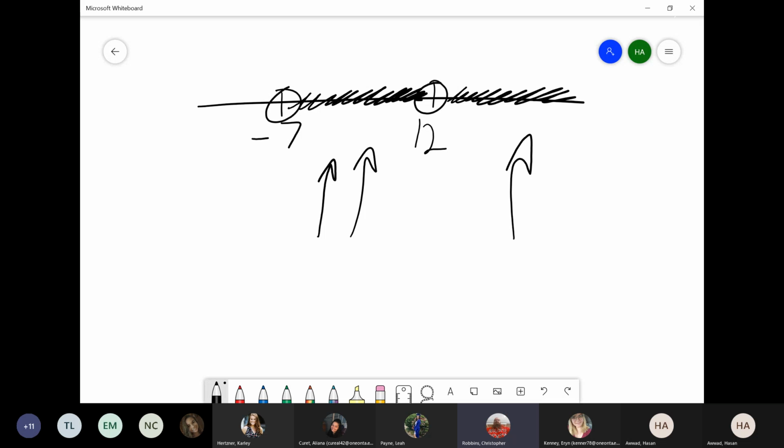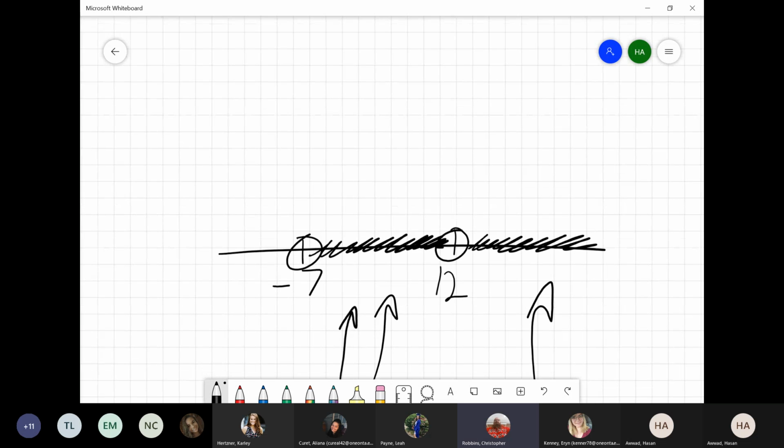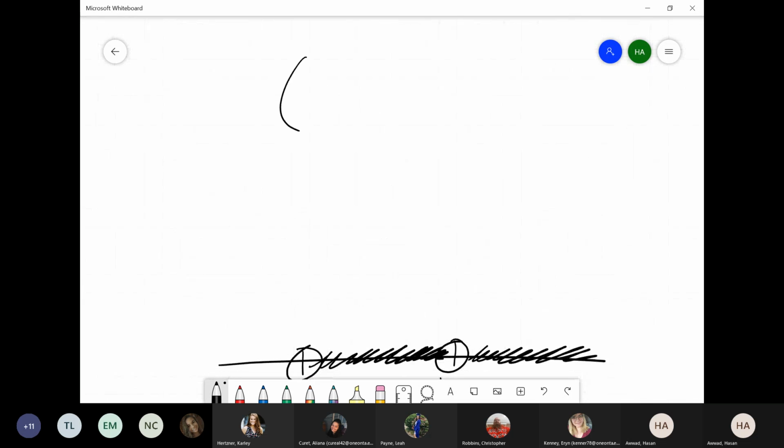Greater than -7, less than 12. Okay, so again, remember we're trying to use this kind of notation, right? So we're talking about, you know, parentheses, brackets.